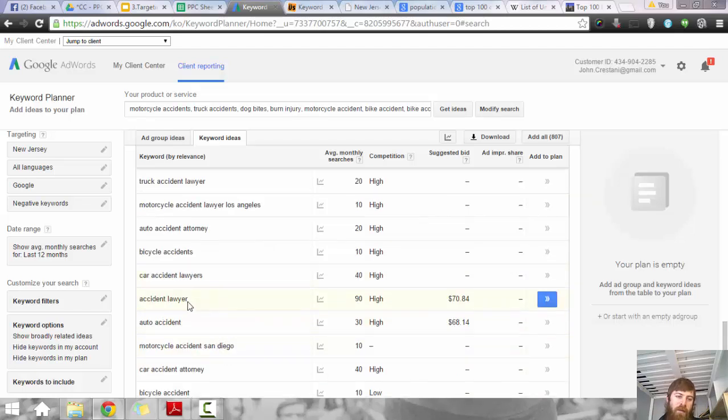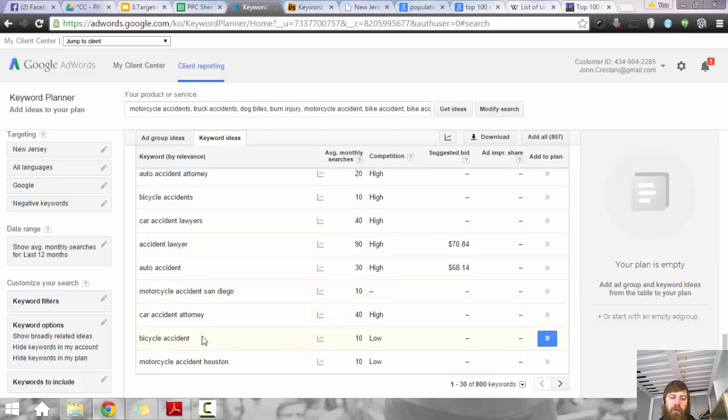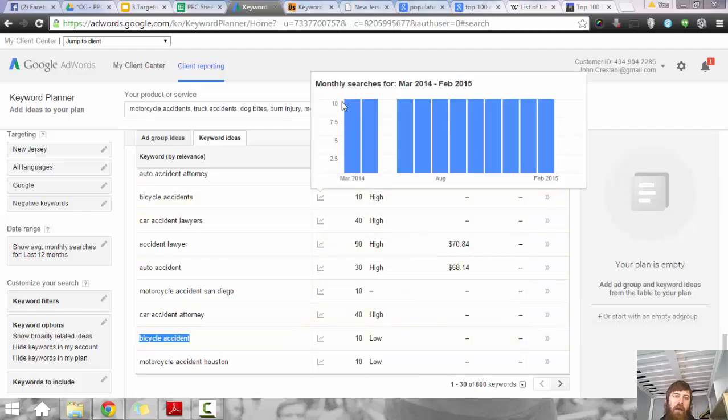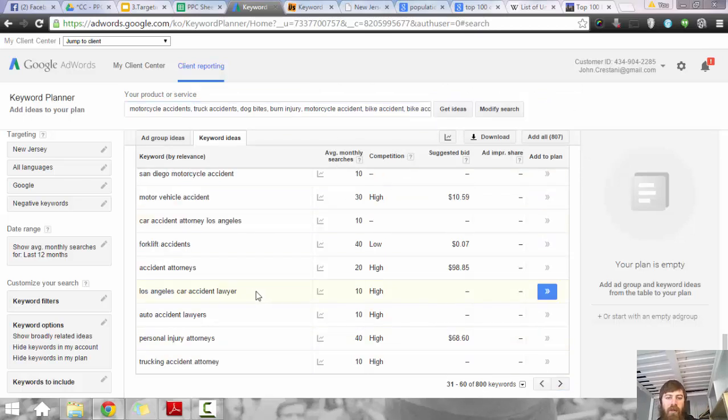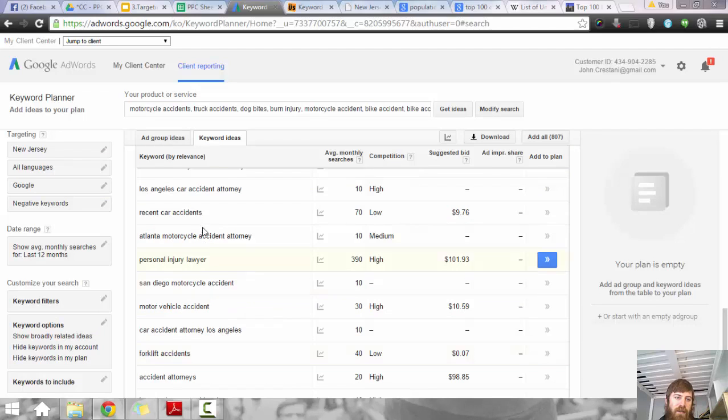Keep in mind, the only reason I'd probably separate out lawyer-related words is because the bid is going to be so much more expensive. So all these things are really up to you, how you want to do it. You could add it all in the same group, but I just want to separate them out because if I was running this campaign, I'd want to adjust my bids a lot. I'd use bids as a big lever.